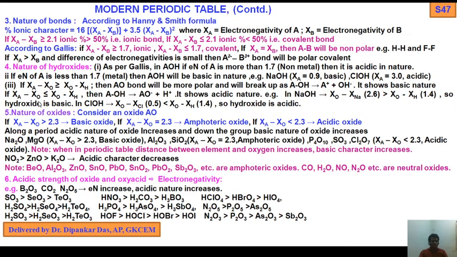If chi O minus chi A is less than or equal to chi O minus chi H, then AOH will break as AO minus and H plus. It shows acidic nature. In NaOH, chi O minus chi Na is 2.6 and chi O minus chi H is 1.4, so the hydroxide is basic. In ClOH, chi O minus chi Cl is 0.5, less than chi O minus chi H, 1.4, so the hydroxide is acidic.